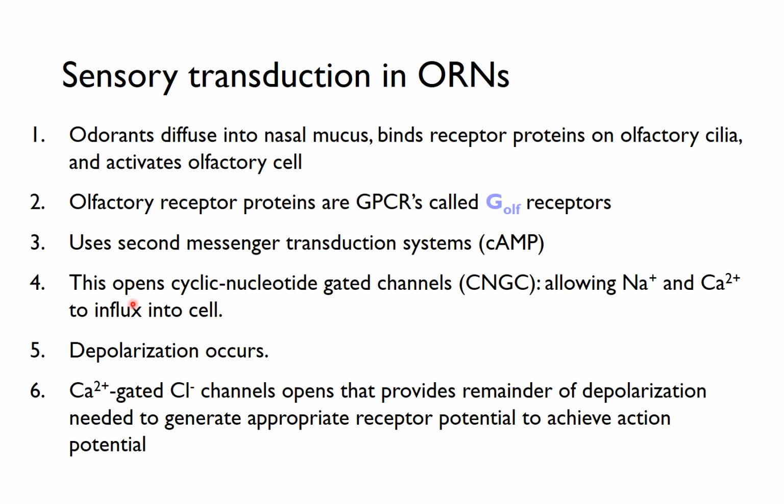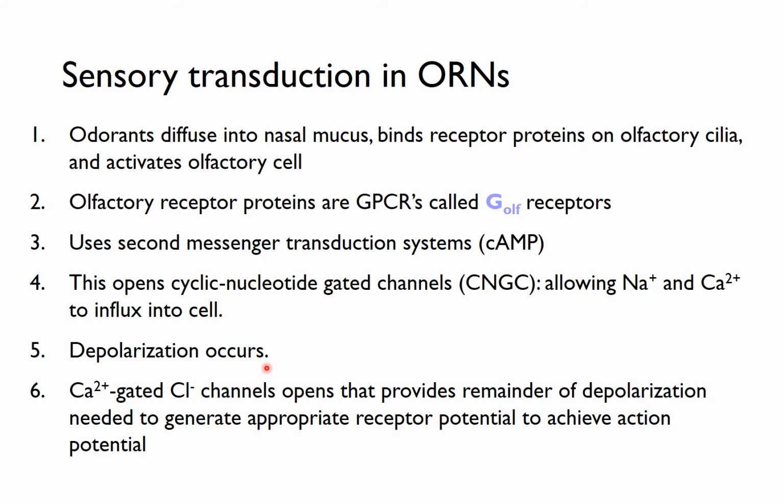Cyclic AMP opens a special channel called cyclic nucleotide gated channels, CNGCs. These are gated channels expressed in the receptor that are opened by cyclic nucleotide compounds like cyclic AMP. When these gated channels open, you are going to allow cations, particularly sodium and calcium, to influx into the cell. And what happens when you have cations influxing into a cell? Well, usually you have a depolarization that occurs.